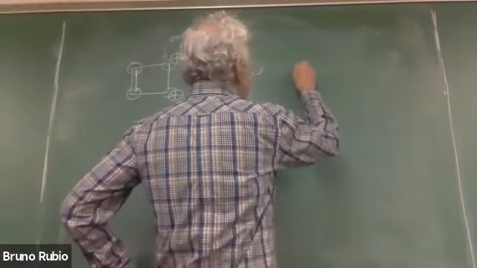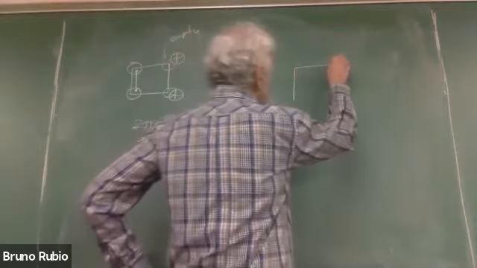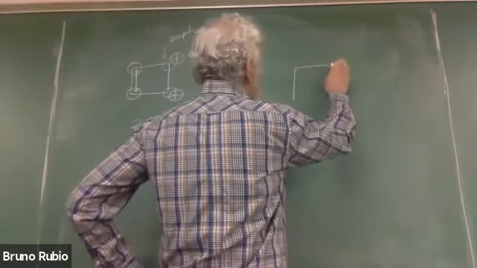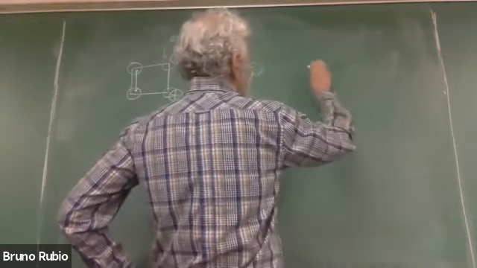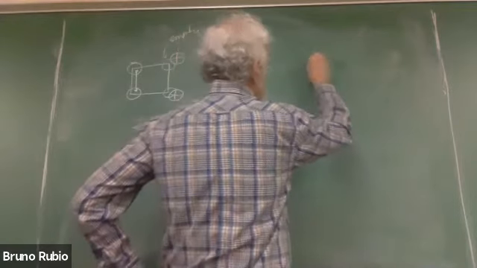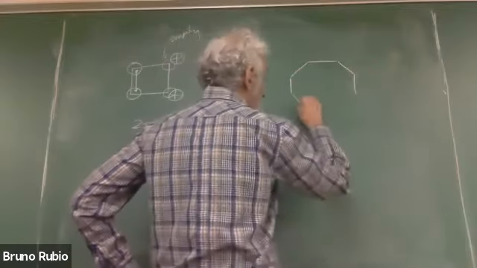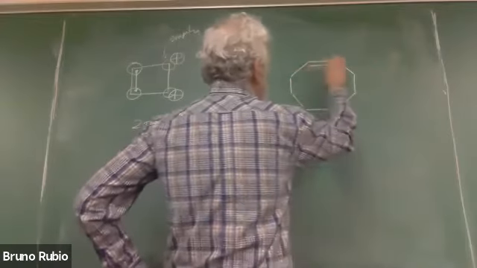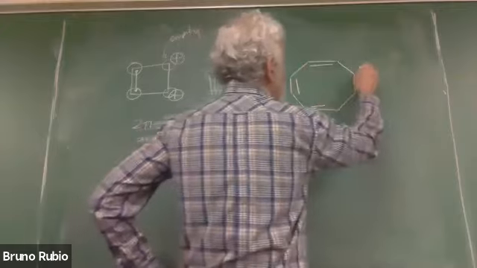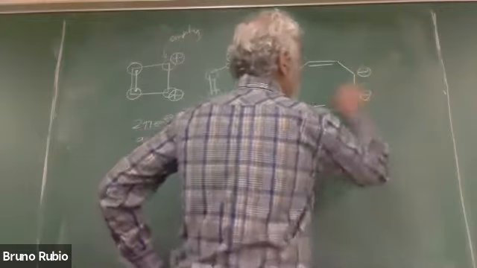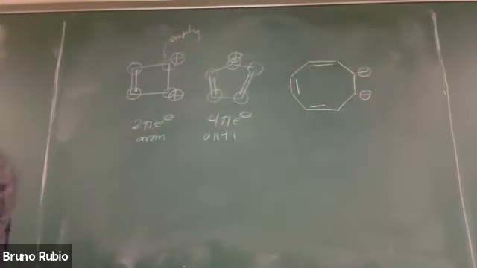Okay, what about something like this? I want an 8-membered ring. Double bond, double bond, double bond, negative and negative. Uh-oh, 2 negative charges right next to each other. That's very bad, isn't it? So is this aromatic, anti-aromatic, or non-aromatic?